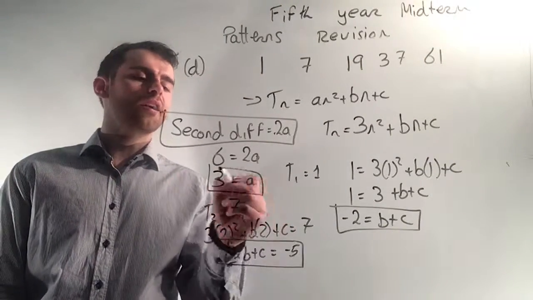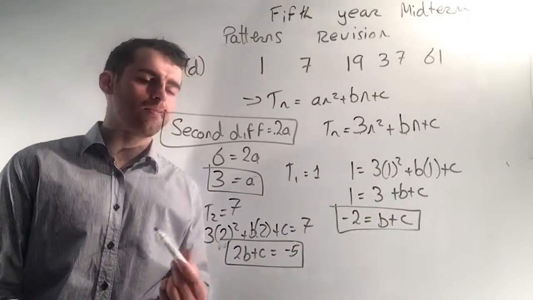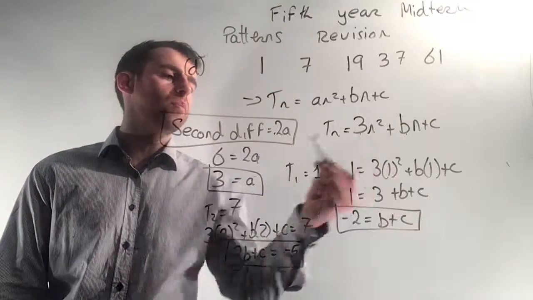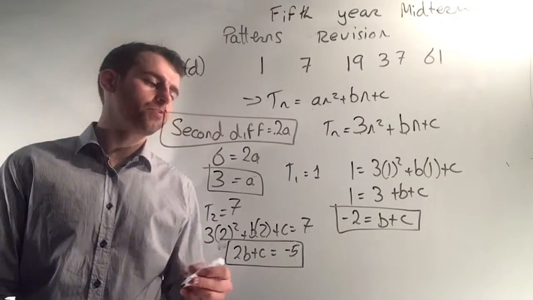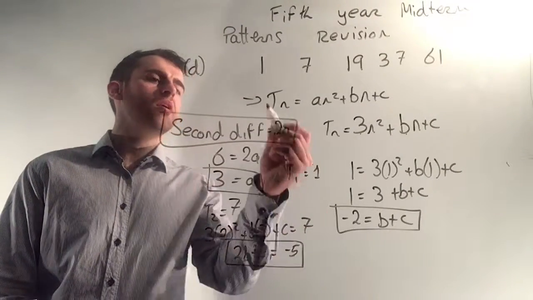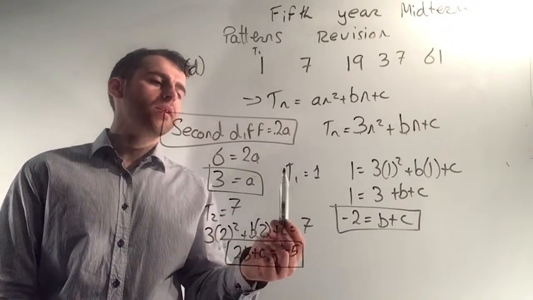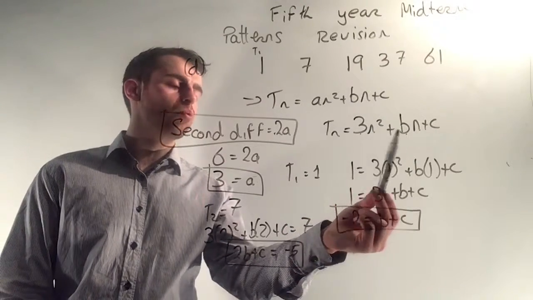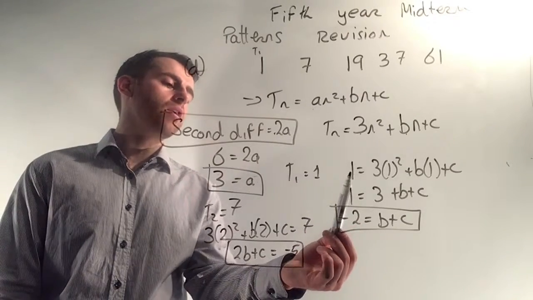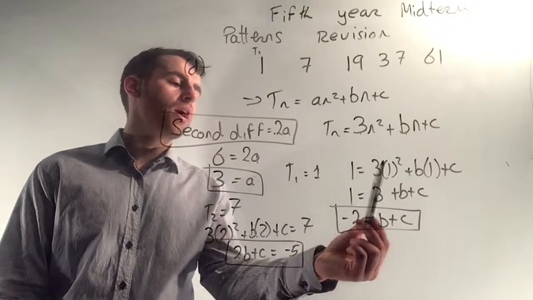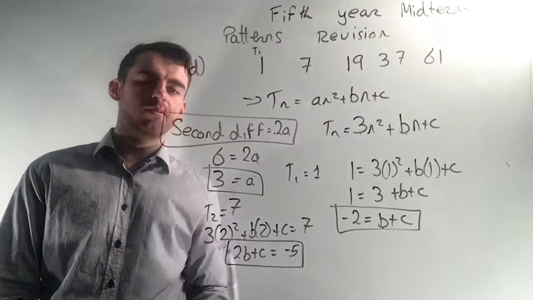Based on that logic, I now know that my quadratic equation can be written as 3n squared plus bn plus c. And the point of this question is to find the value of b and the value of c. Clearly, if you have 2 unknowns, you need to come up with 2 equations. I can come up with my first equation by using the fact that t1 is equal to 1. I know the first term here is equal to 1. That means that if I sub in n is equal to 1, then the value of that term would be 1. And that's exactly what I've done here. The value of my term is 1, and the value of n is 1 in each case. When I simplify it down, I get b plus c is equal to minus 2.